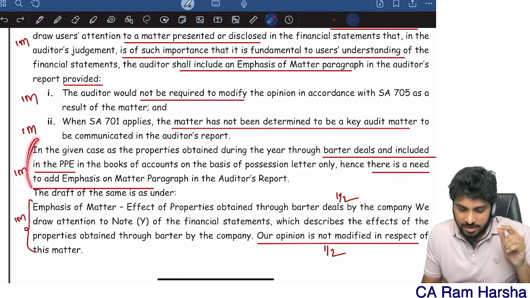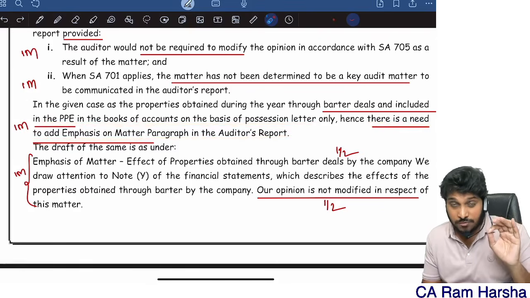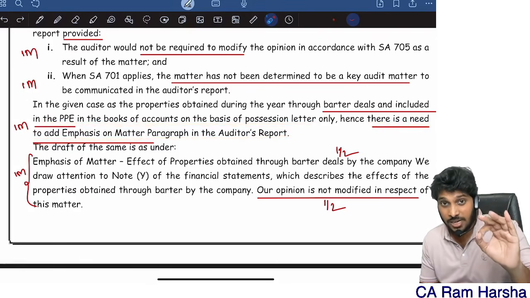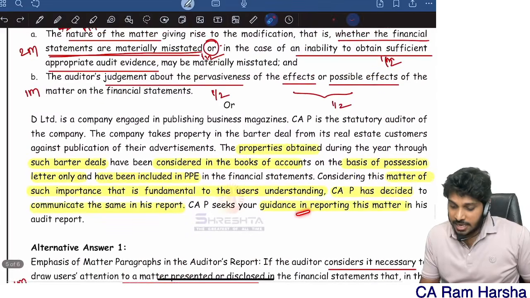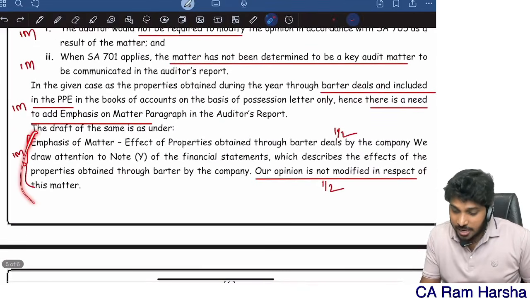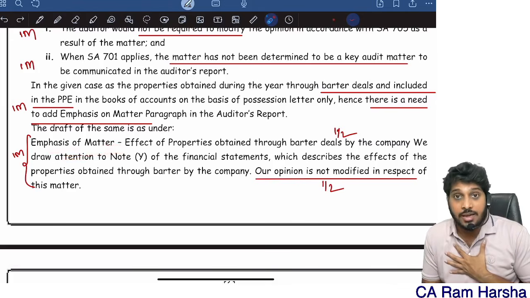And in the given case, there is a need to add emphasis of matter paragraph because books of accounts contain property details which are not registered in the name of the company. Analysis 1 mark. And they are asking guidance in reporting, right? Drafting. How you should draft emphasis of matter paragraph. Draft para, emphasis of matter.